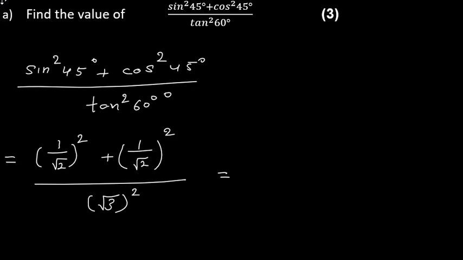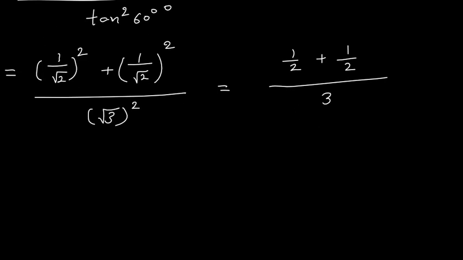So 1 upon root 2 the whole square is 1 upon 2, plus this is 1 upon 2, whole divided by root 3 the whole square, which is 3. So after simplification, my numerator is 1 by 2 plus 1 by 2, which gives me 1, divided by 3. So the value of sin square 45 plus cos square 45 upon tan square 60 is 1 upon 3.